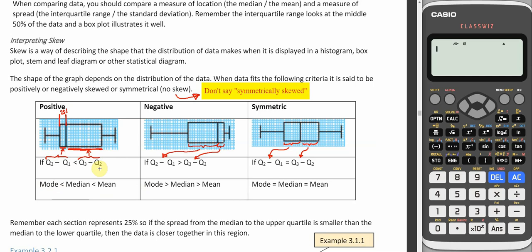Now remember that each section represents 25%. So if the spread from the median to the upper quartile is smaller than the median to the lower quartile, then the data is closer together in that region. So push to the left, positive skew, push to the right, negative skew. If it's symmetric, then it doesn't have any skew.